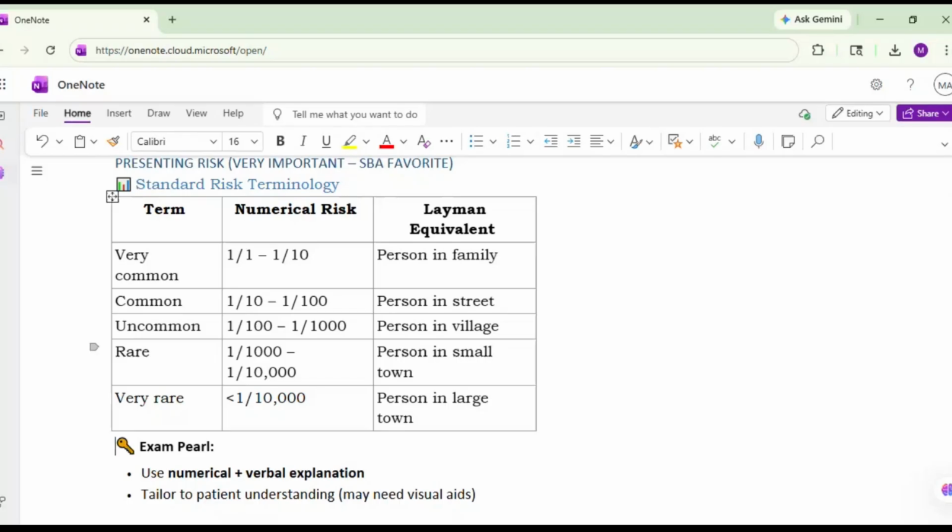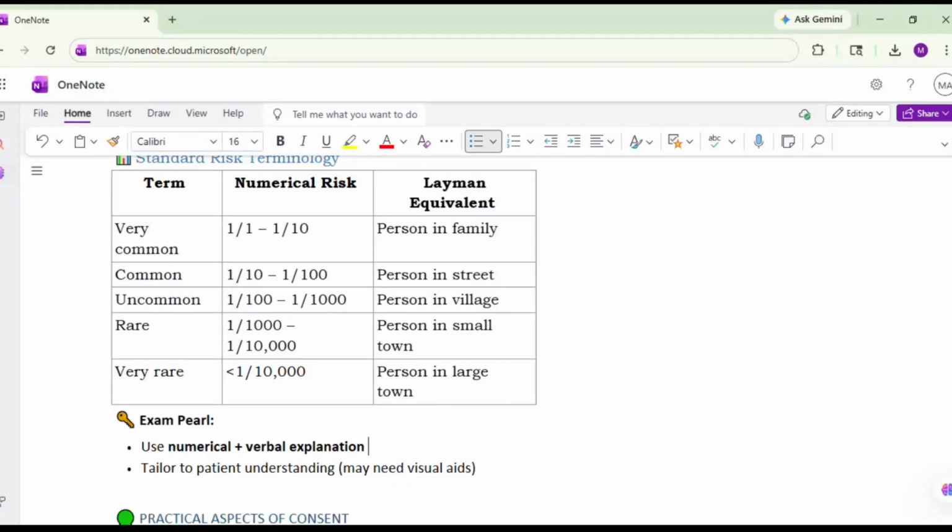Okay, so where will it come? So that is the situation. But generally this upper thing should be excluded from this. If you are asked about 1 in 10, it should be common. If you are asked about 1 in 100, it should be uncommon, because both things cannot be included. Use numerical plus verbal explanation and tailor to patient understanding.